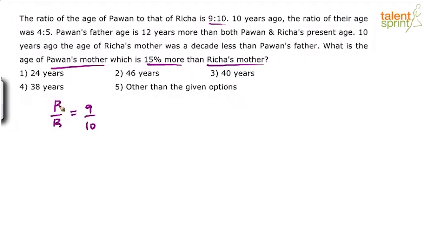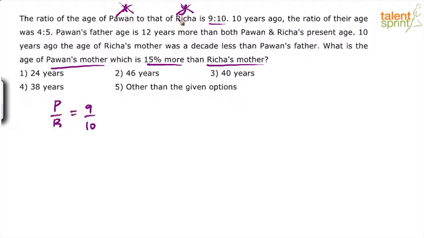One point that I would like to highlight here is the kind of variables that you choose. I have seen students taking Pawan's age as X and Richa's age as Y. I mean, not here, but sometimes we do, right? X is to Y equals 9:10. I would say choosing the right variables is half the solution.